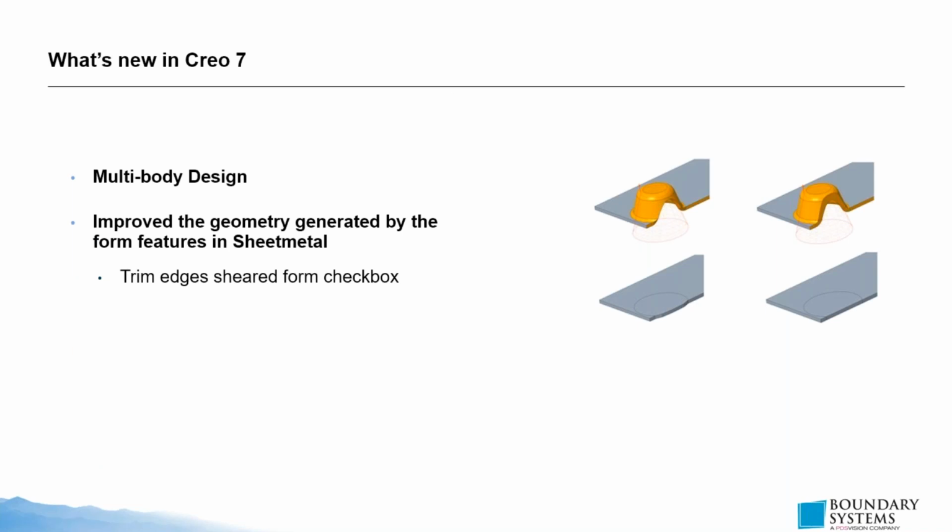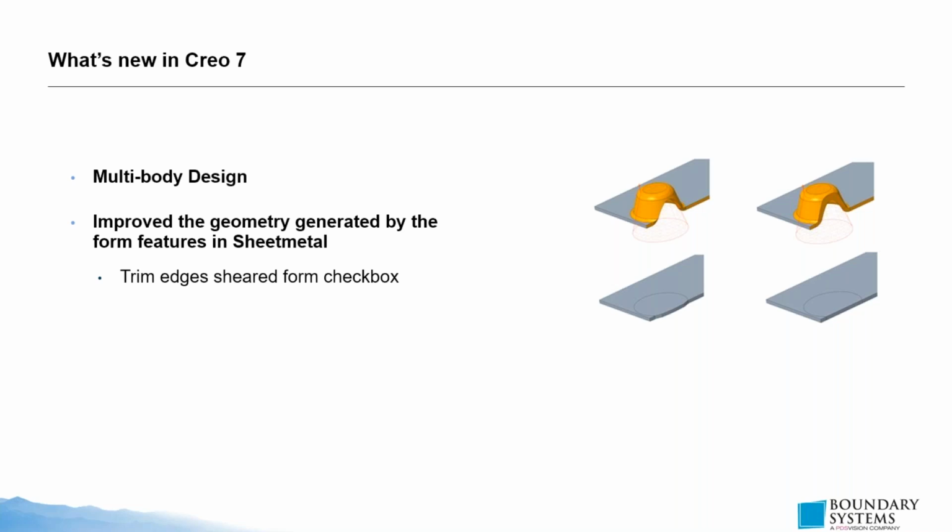All right, next I'm going to briefly cover the new features that come in Creo 7, specifically relating to sheet metal. First is multi-body design. Now this is not specific to sheet metal, but it does have implications across all of Creo, including sheet metal. Multi-body design is a very, very powerful tool that allows you to create multiple bodies in a single part.